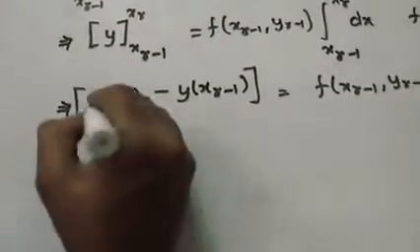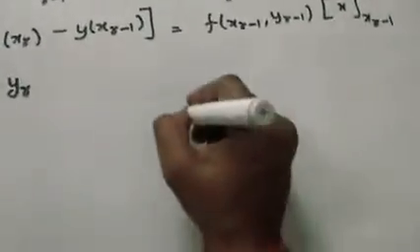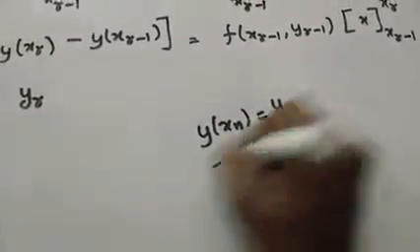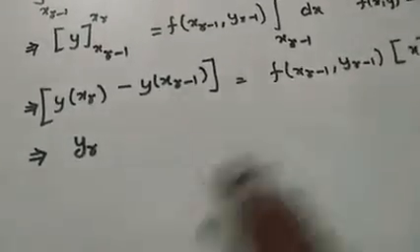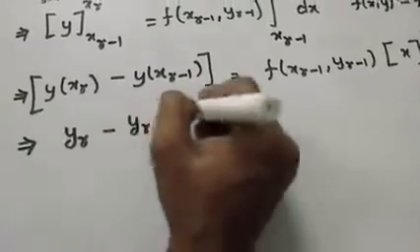So now y of xr we can write as yr, because earlier also we said y of xn can be written as yn. So similarly y of xr we will write as yr. y of xr minus 1 will be written as yr minus 1.